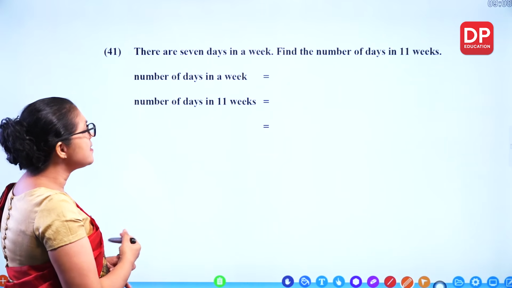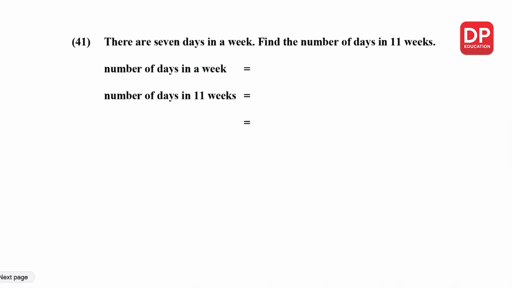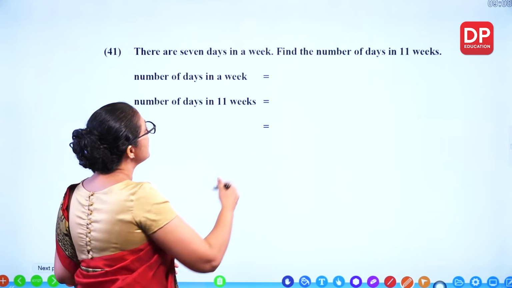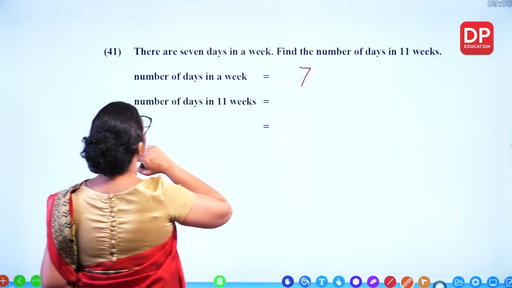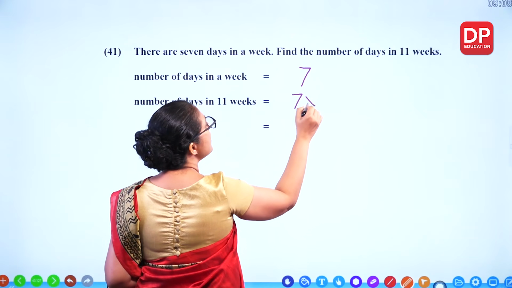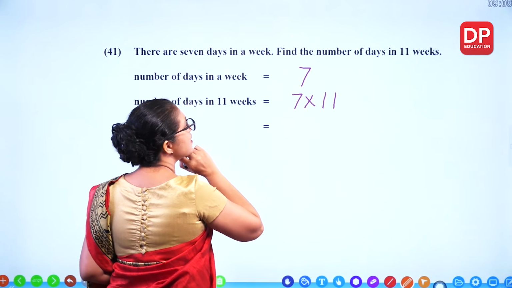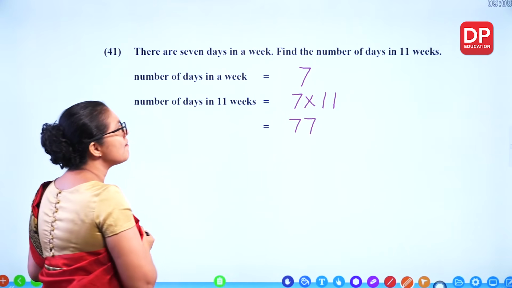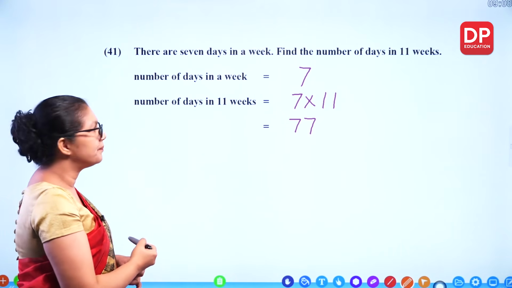There are 7 days in a week. Find the number of days in 11 weeks. So number of days in a week is 7. We know that. Number of days in 11 weeks, you multiply this by 11. So what you get? 11 times 7 is 77 days are there.